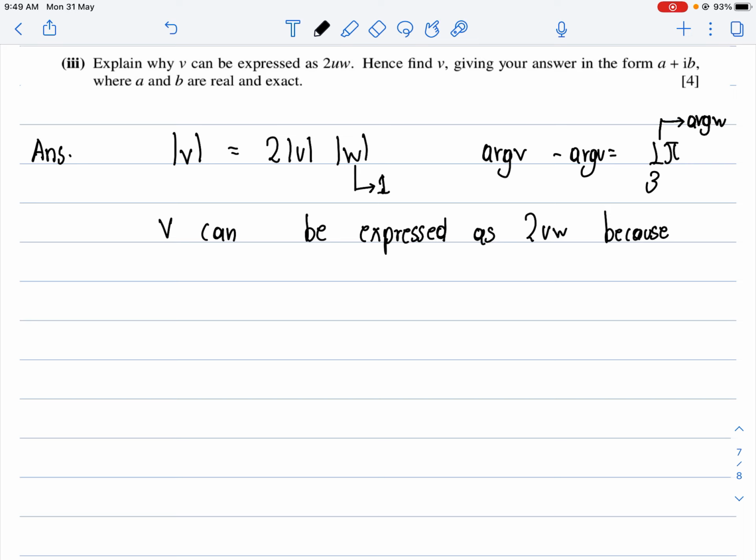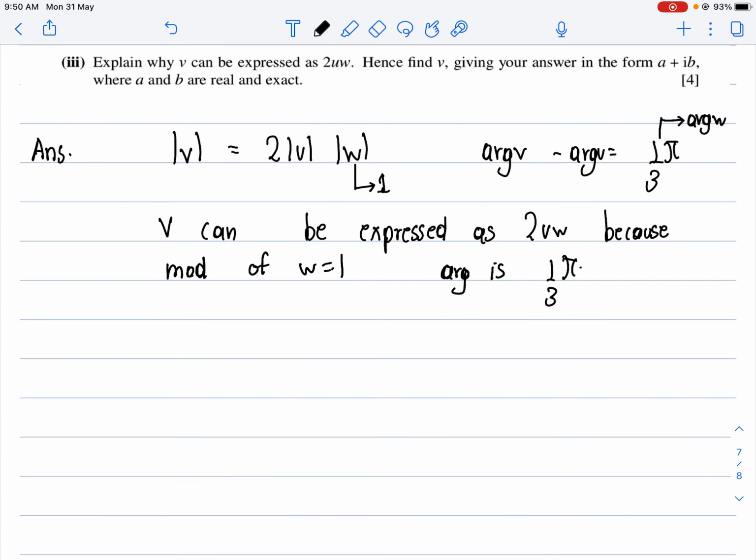So I can say, because the mod of w equals 1 and its arg is 1 over 3 pi. So, understood the logic? Now we need to find v, giving my answer in a plus ib form, sorry.